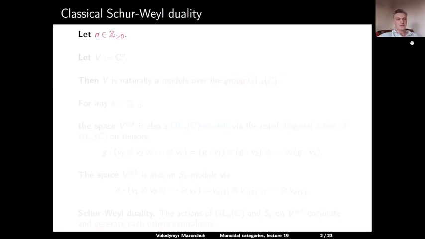Let n be a positive integer. Consider the complex vector space C to the power n, which we denote by V. So this is the standard n-dimensional vector space over the field of complex numbers. Then this vector space is naturally a module over the group of all invertible n times n matrices. So n times n matrices act naturally on C to the power n, so on column vectors with n coordinates.